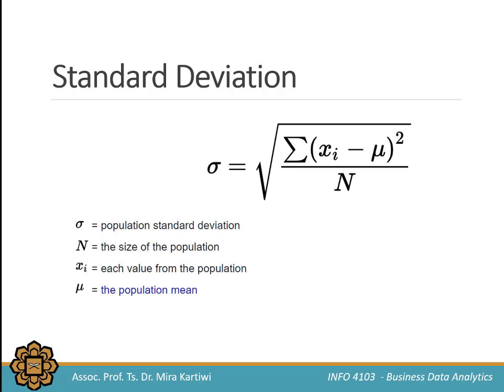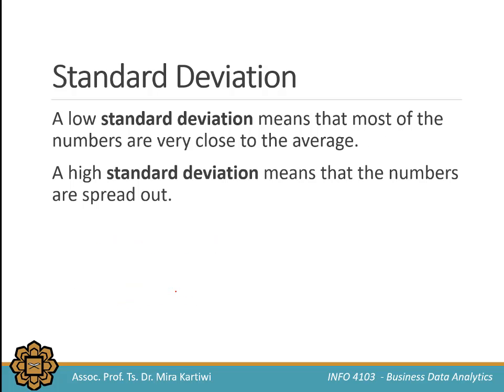As you can see in here, to get the standard deviations, we will need the size of the population. We will also need the values of each data point in our data sets, as well as the population mean. What can we learn from standard deviations? A low standard deviation means that most of the numbers are very close to the average. A high standard deviation means that the numbers are spread out.